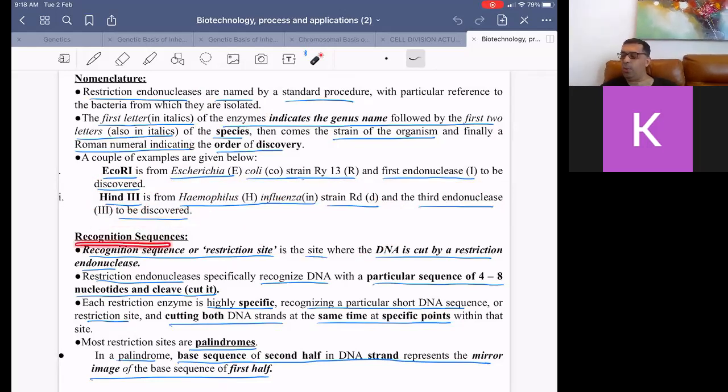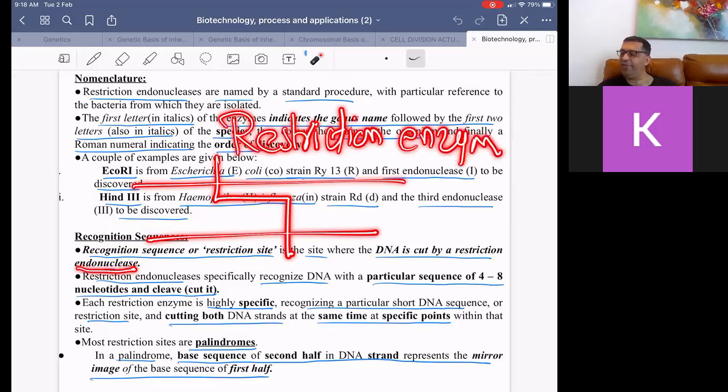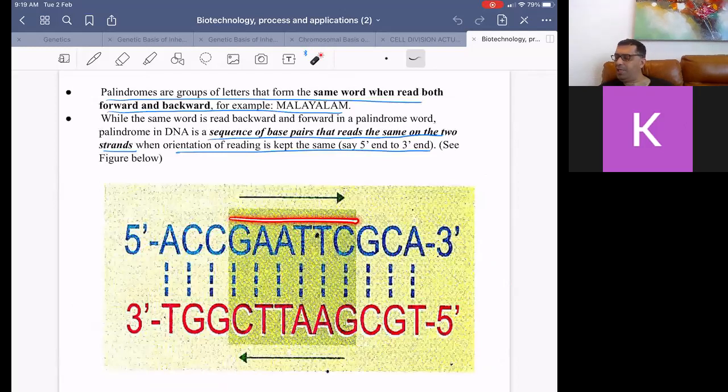And you have recognition sequences. A recognition sequence or restriction site is the site where DNA is cut by the restriction enzyme. The restriction enzyme cuts DNA at a specific site, and that specific site is called the recognition sequence or restriction site. Restriction endonucleases recognize DNA with a particular sequence of 4 to 8 nucleotides and cut it. So within the DNA there is a sequence of 4 to 8 nucleotides, and the restriction enzyme goes and cuts it.